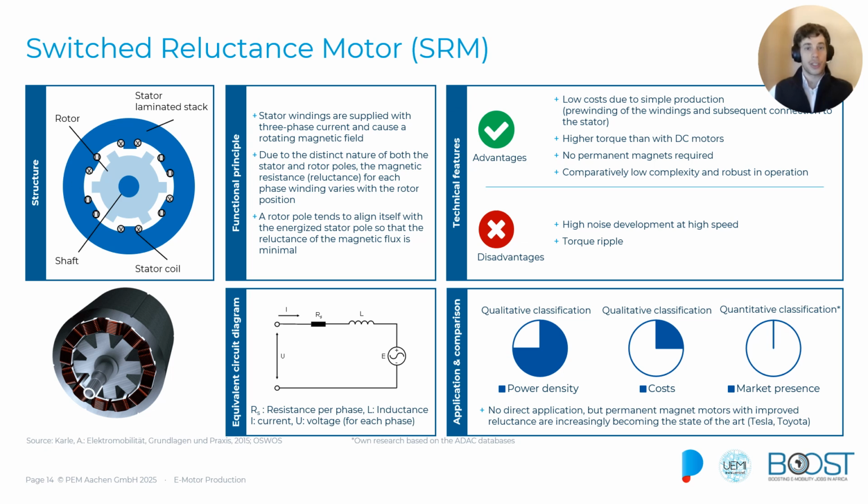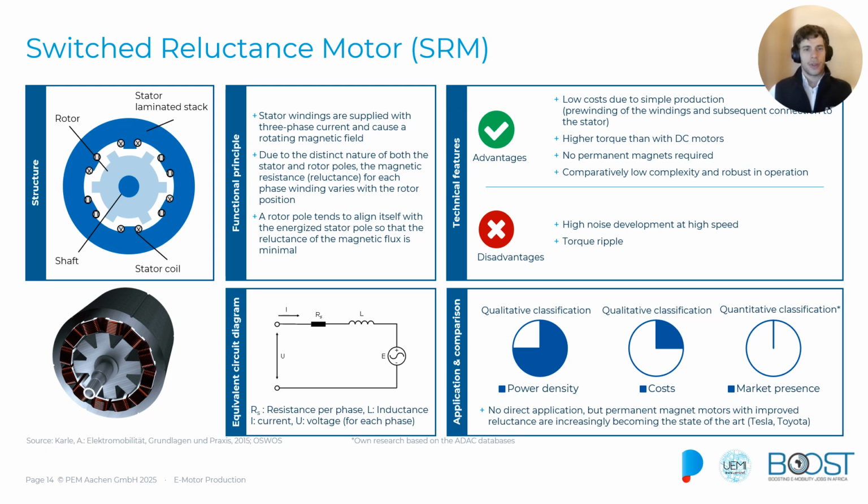And this resistance is called reluctance. So the rotor poles are attracted to align with the energized stator poles where the magnetic field is the strongest and the magnetic flux is minimal. It is the same principle as with a compass needle.